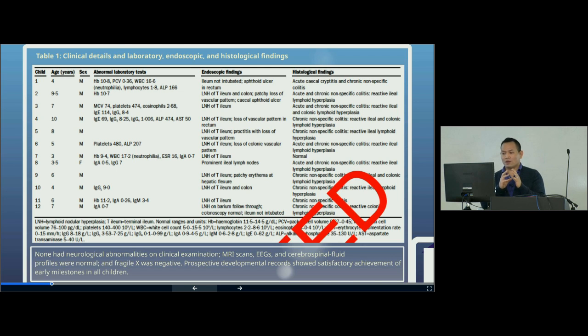So 10 out of 12 kids were diagnosed with lymphoid nodular hyperplasia. Again, these are some of the histological findings, and we go into them a little bit later. But basically, they tend to have an acute chronic non-specific colitis. So they have the colons inflamed in most of the kids that they examined.